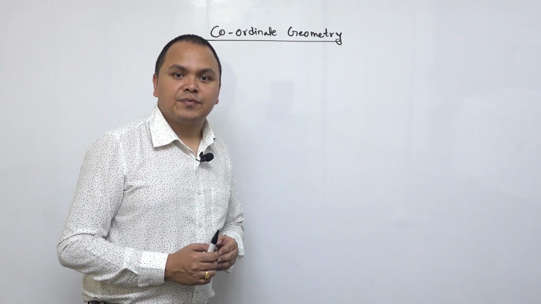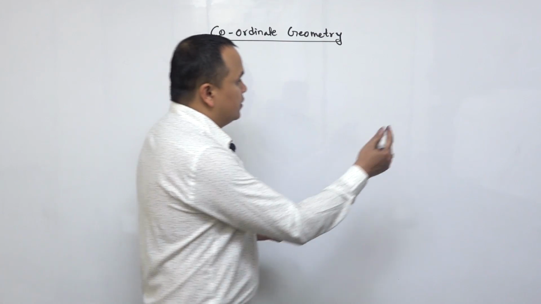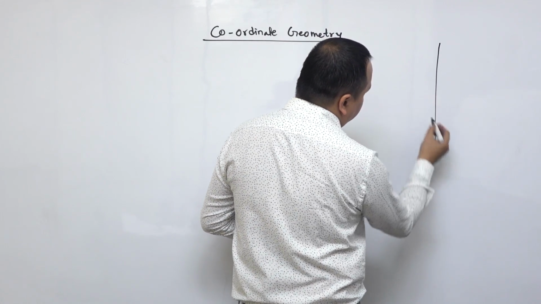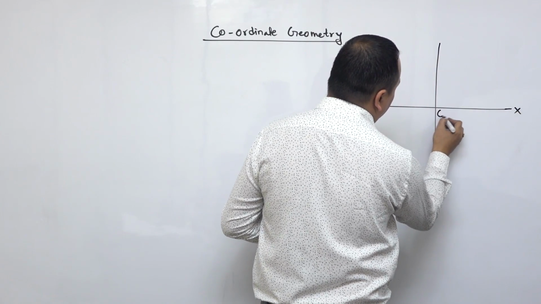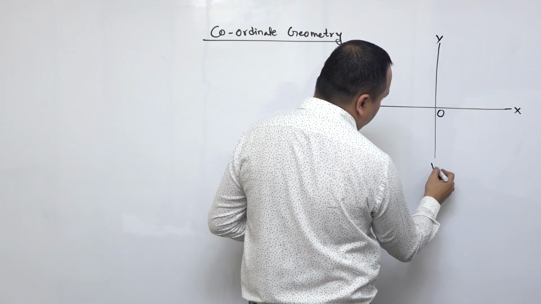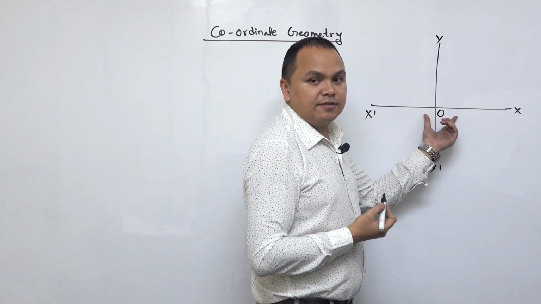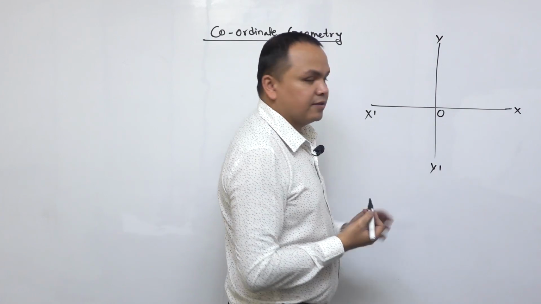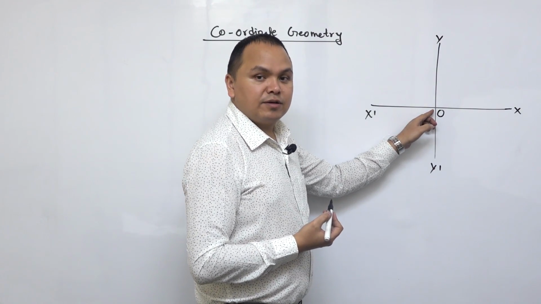Hello students, our today's topic is coordinate geometry. Here two mutually perpendicular lines X'OX and Y'OY. This is the x-axis and this is the y-axis. The point of intersection is denoted by O.